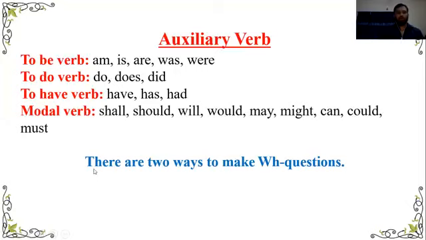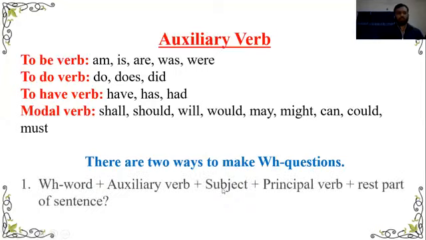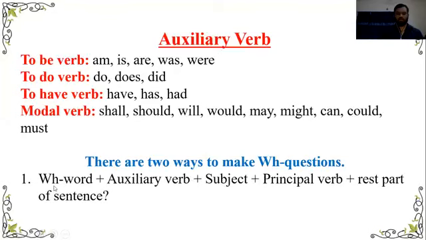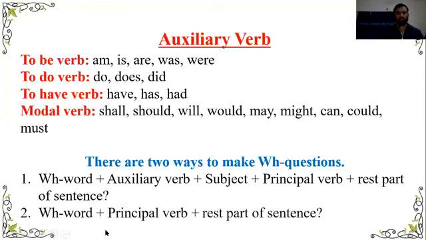So now let's see, there are two ways to make WH questions. We have to follow two ways only to make a WH question. One is at first of the sentence you have to use a WH word, then auxiliary verb, then subject, then principal verb, then rest part of the sentence. So you can write it. Next one is WH word at first, then principal verb, then rest part of the sentence. So we are using these two ways to make WH questions.